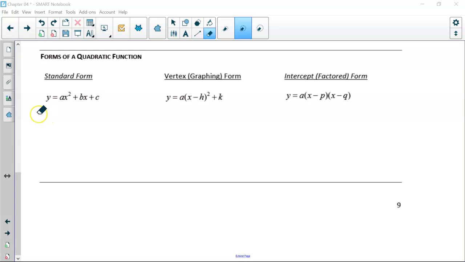Now, in standard form, to find the vertex, the x coordinate is at the opposite of b, all divided by 2a. That's how you would find the x coordinate of the vertex, and then to find y, you substitute that value in to find y.